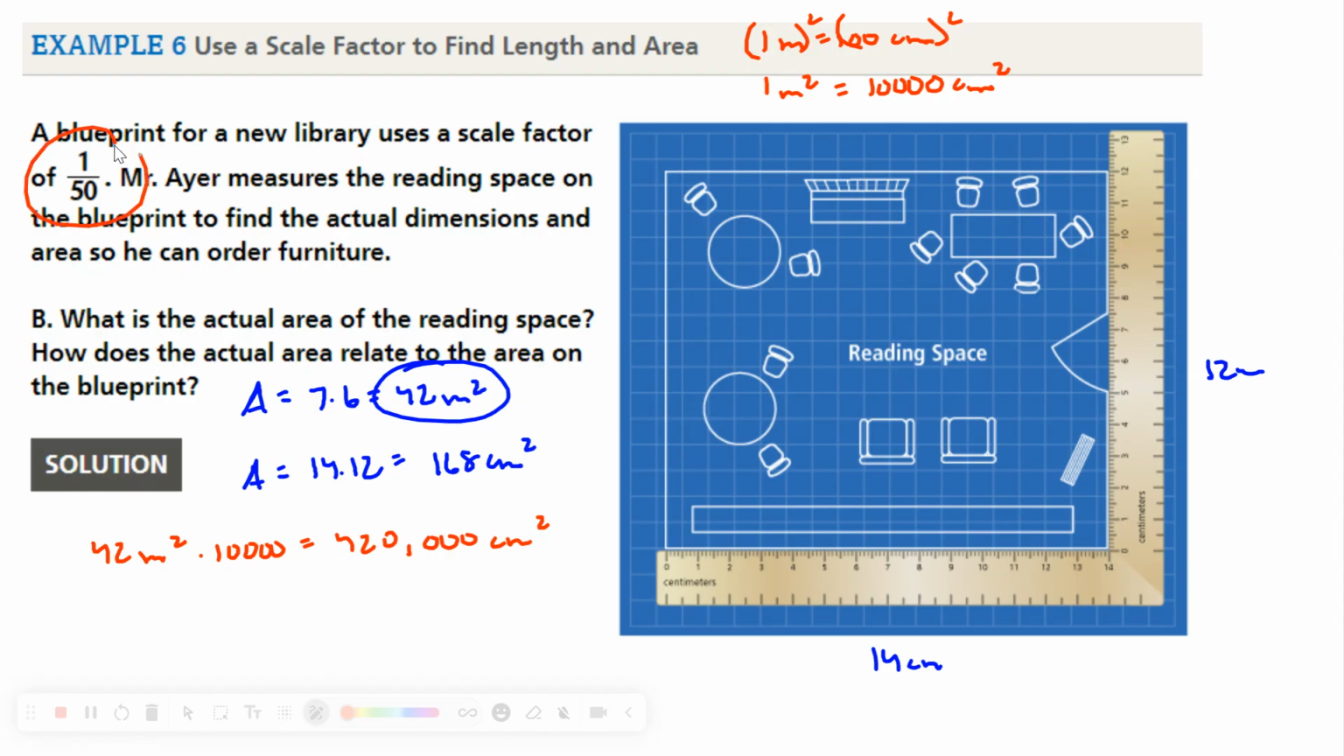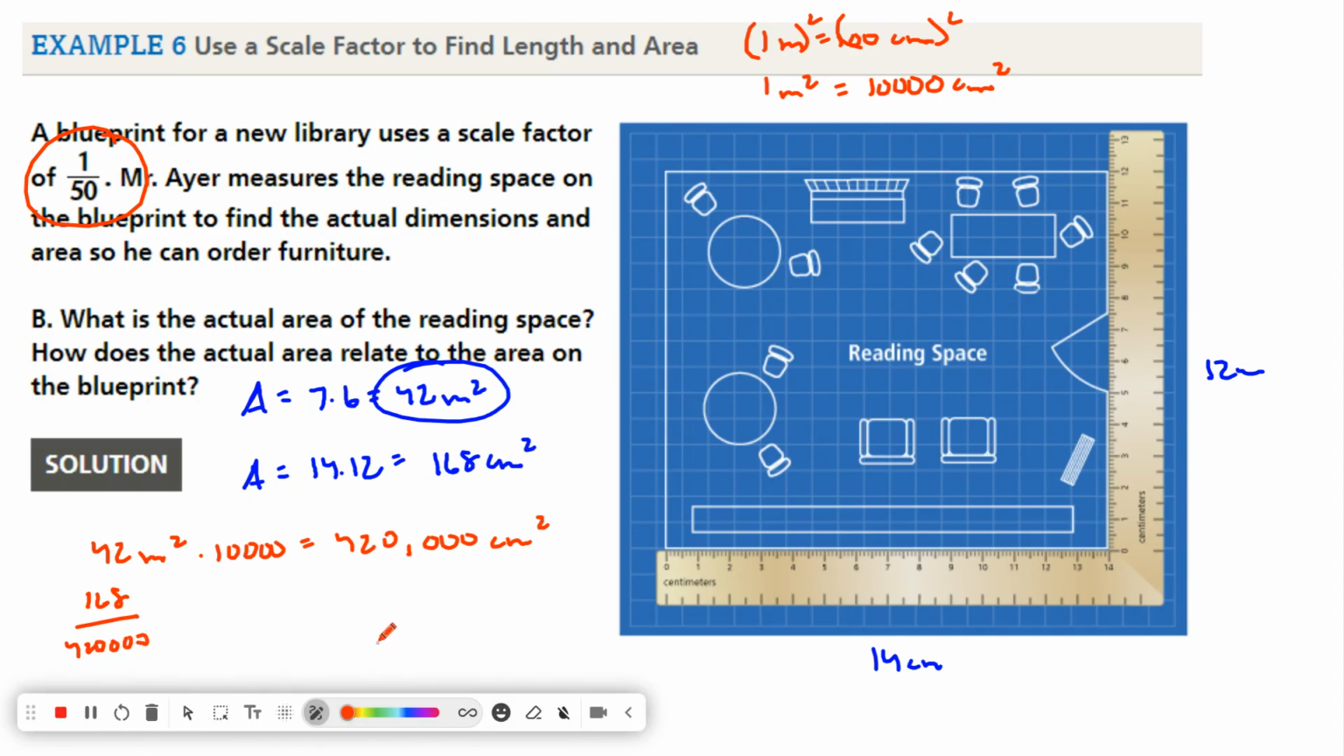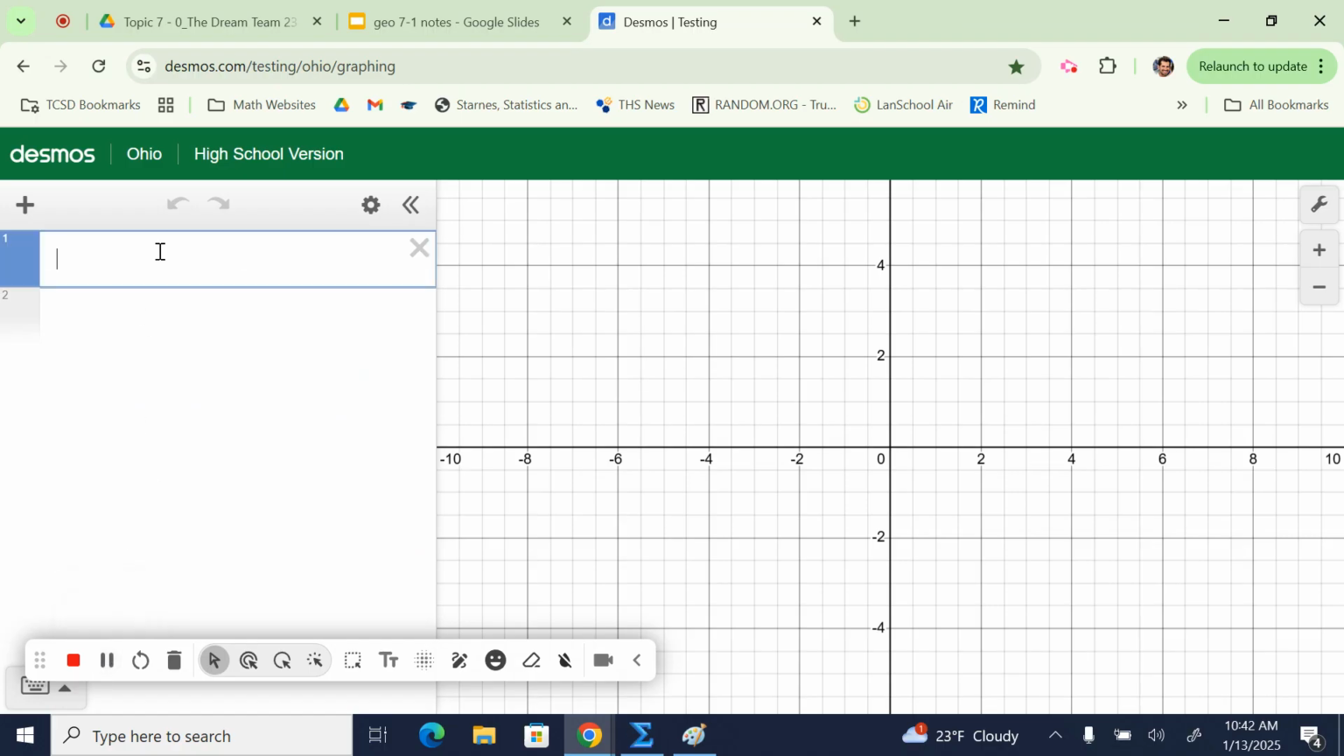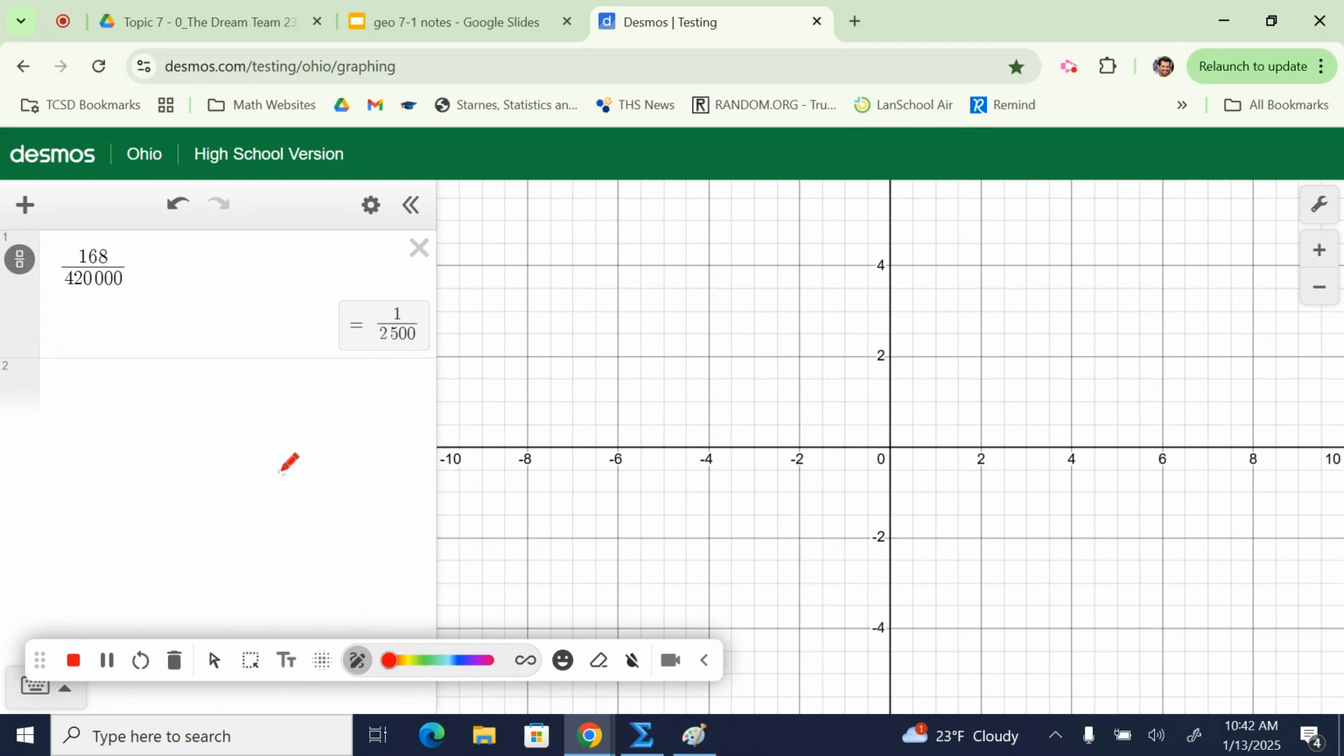And now if you look at this scale factor of 1 over 50, let's put the smaller number on top. So 168 over 420,000. I'm going to go into Desmos real fast to divide that out, and we'll finish the problem in Desmos. If I do 168 divided by 420,000, I get that if I press the fraction button. So if you compare the areas, you get 1 over 2,500.